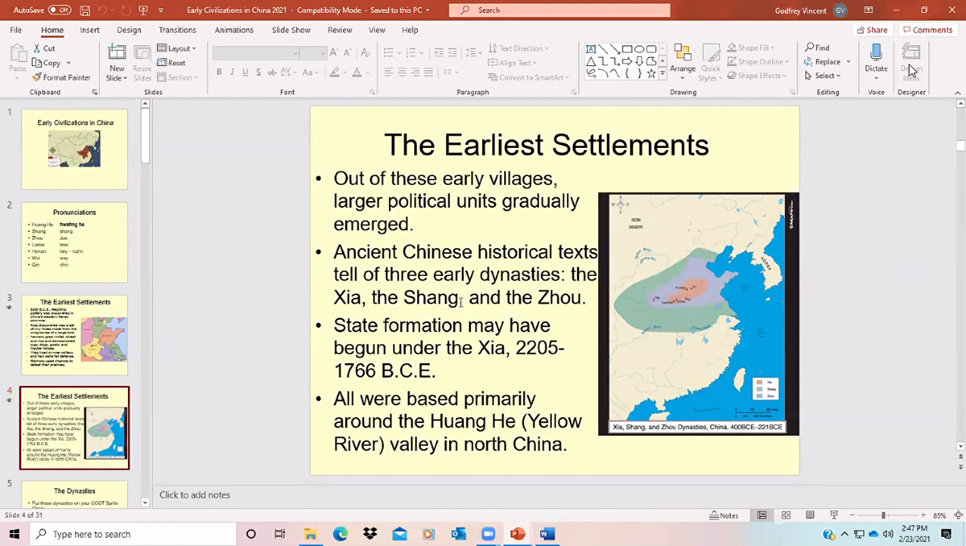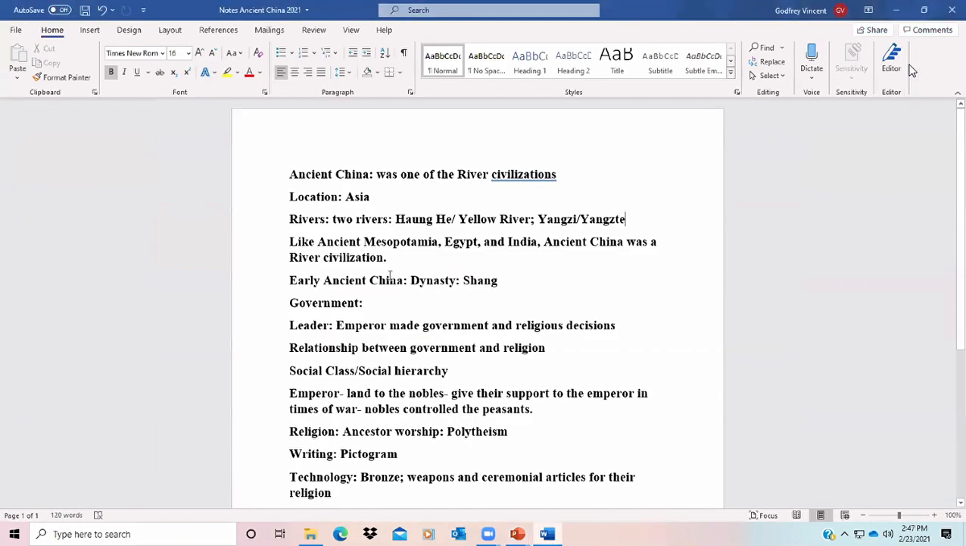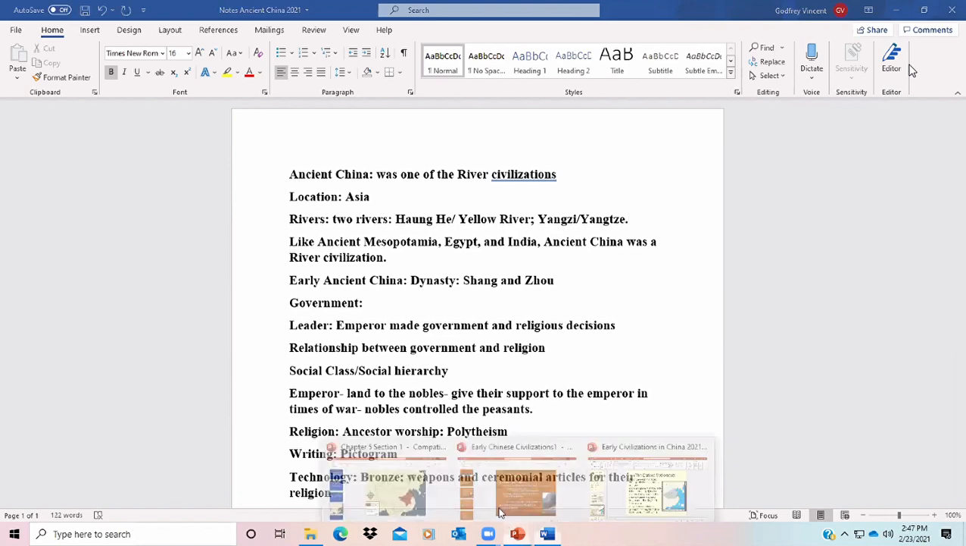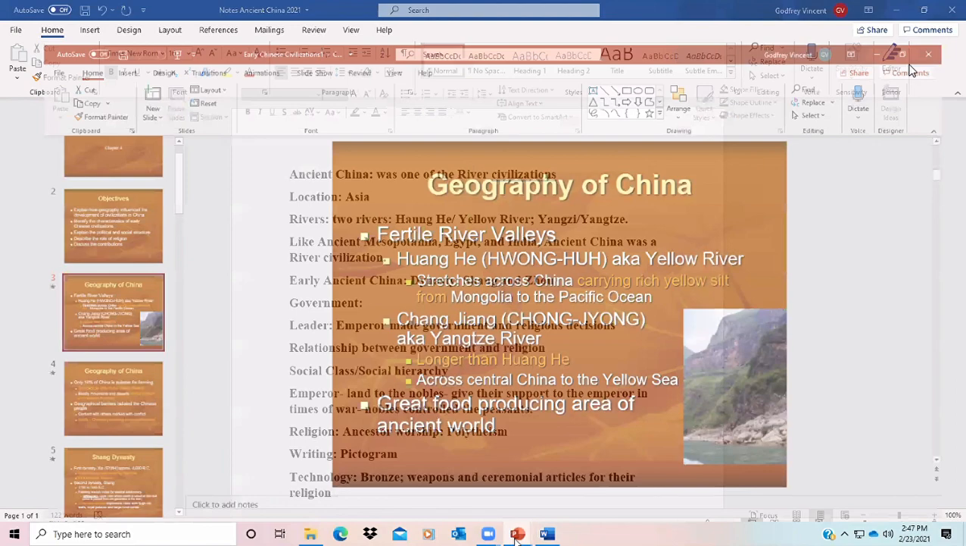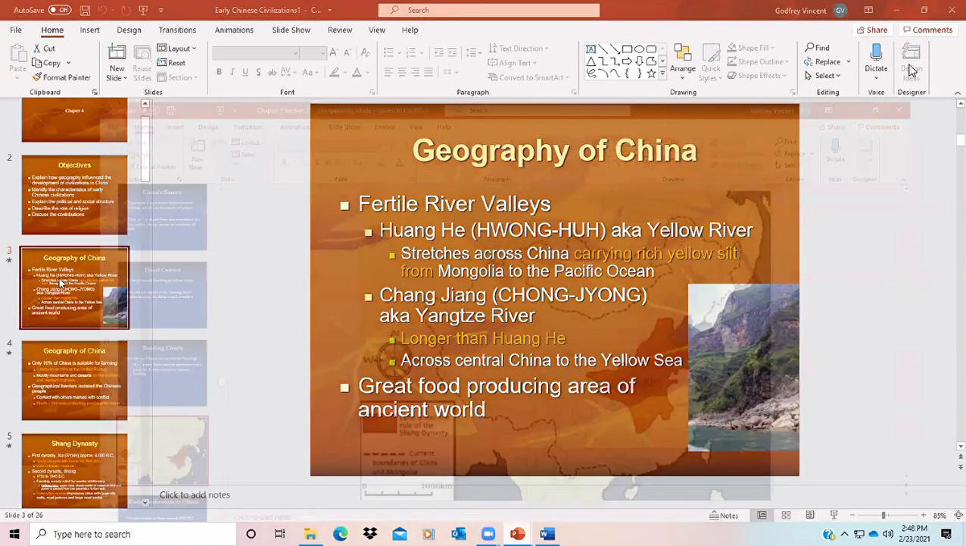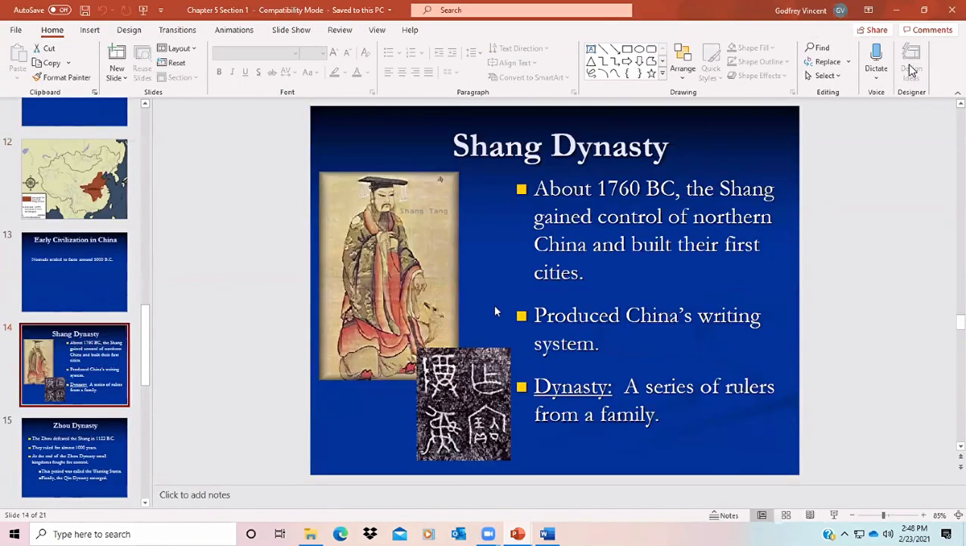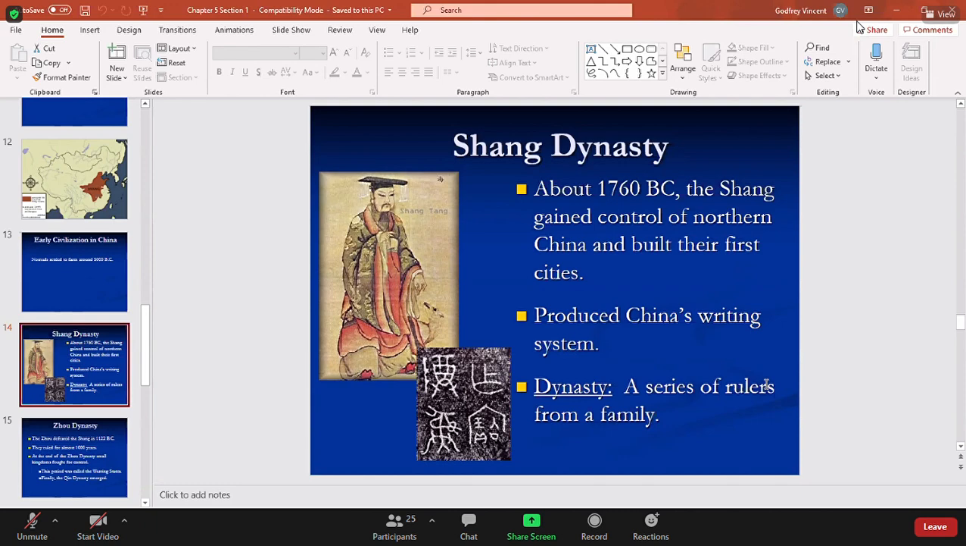So the two main dynasties in this early part of China are the Shang and the Zhou, or the Shu. We have the two early civilizations, the Shang and the Zhou. So the Shang dynasty, around 760 BC, gained control of northern China and built their first cities. And they produced China's writing system.